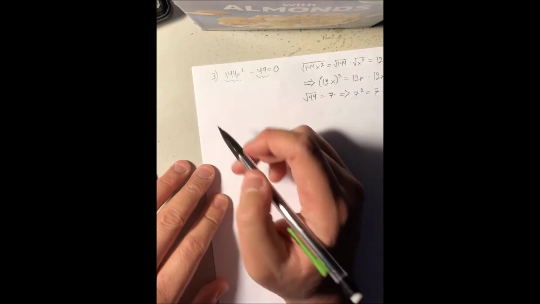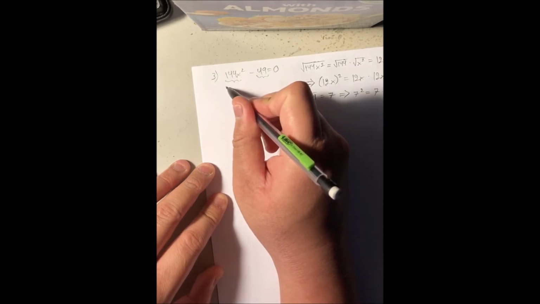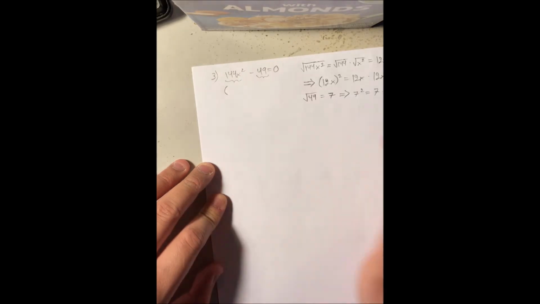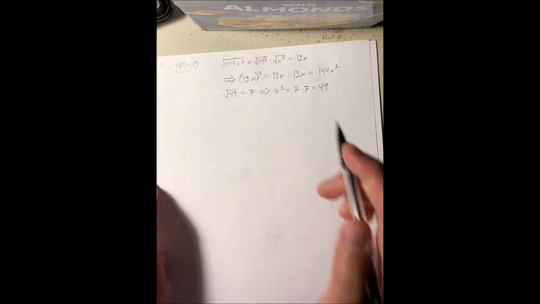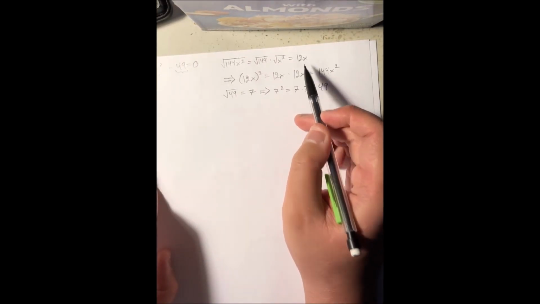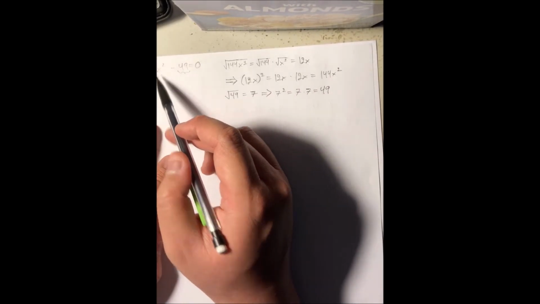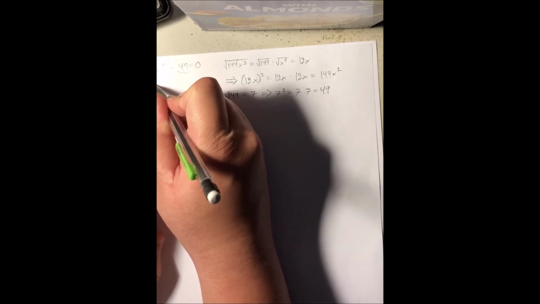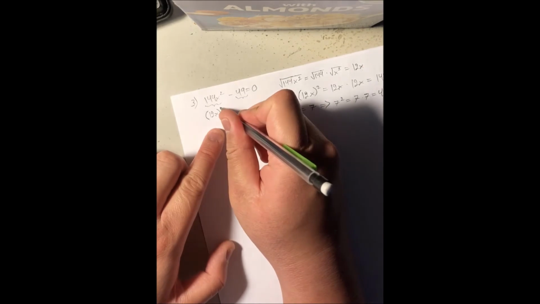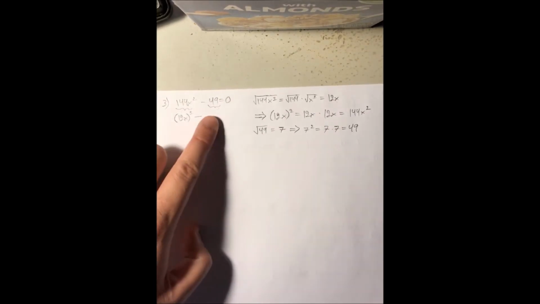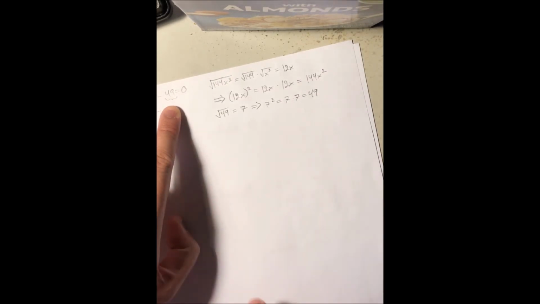So because these two terms are perfect squares, we rewrite these two terms into a smaller number that is raised to the second power. So basically, we rewrite 144x squared into 12 times x raised to the second power. Bring down the minus sign and then rewrite 49 into 7 raised to the second power.